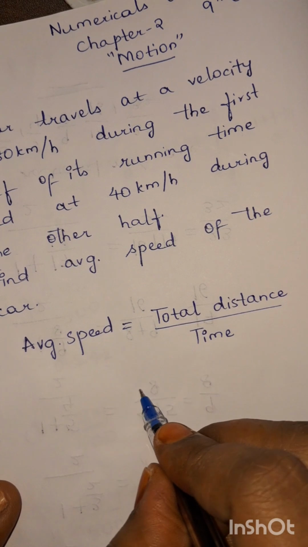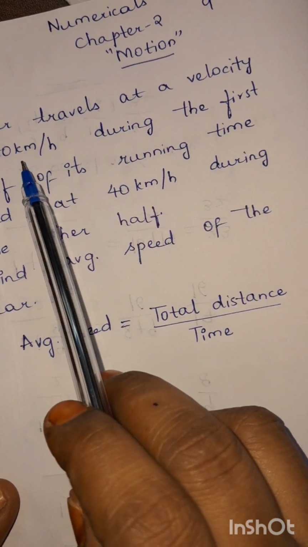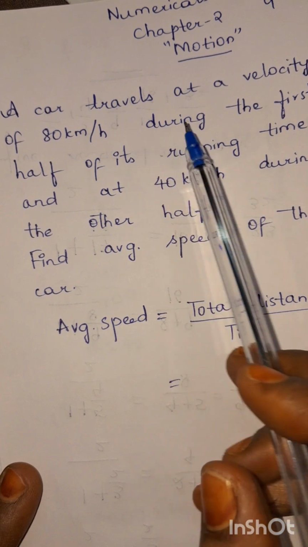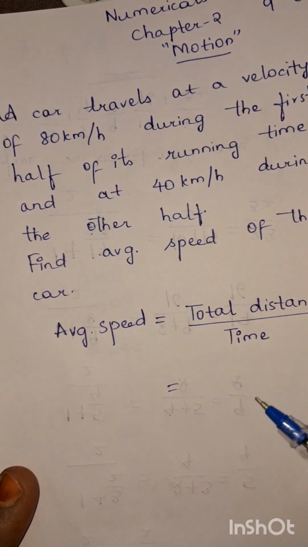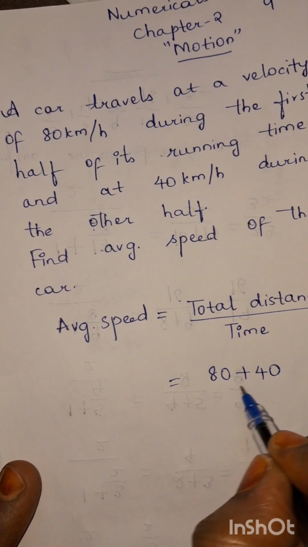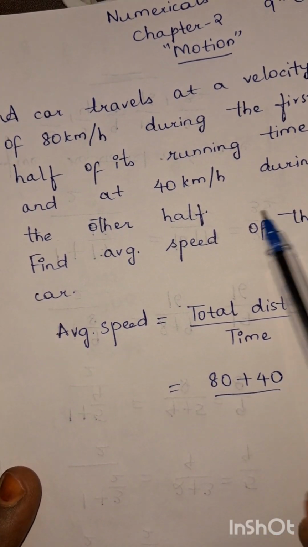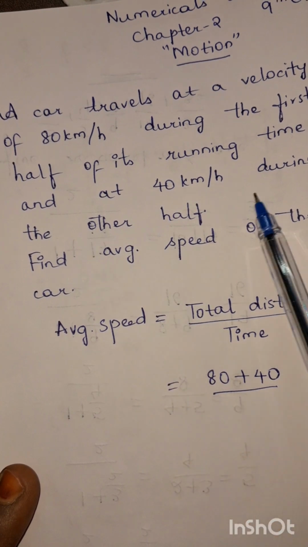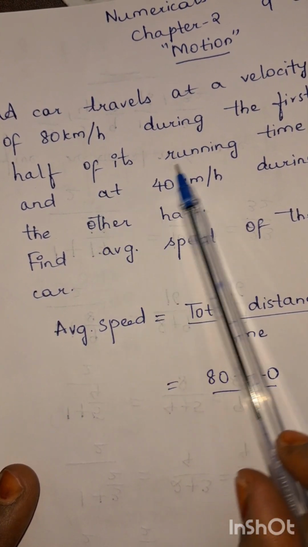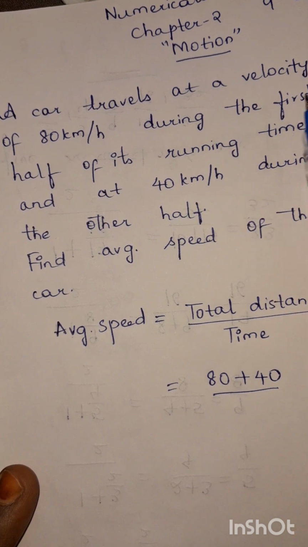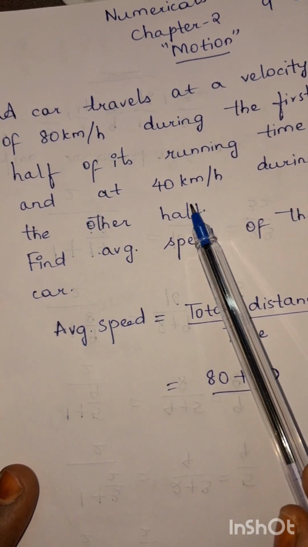So here the total distance which they covered, in the question they have given you, during the first half 80 km per hour and during the second half 40 km per hour. So the distance will be how much? 80 plus 40, and the time taken is how much time they have taken during the first half and the second half, right? A car travels at a velocity of 80 km per hour, per hour means 1 hour 80 kilometers, second hour 40 kilometers.